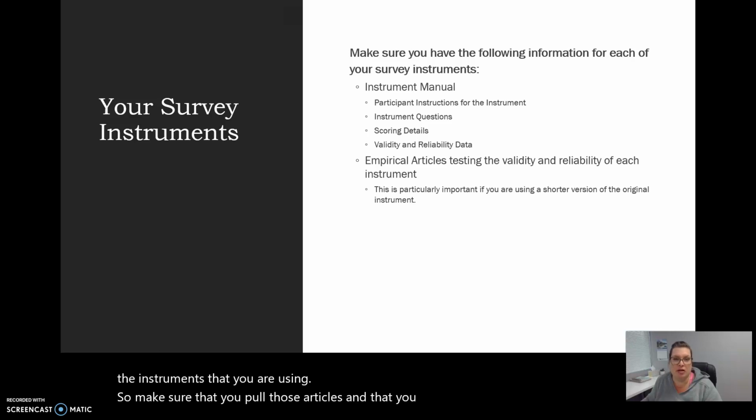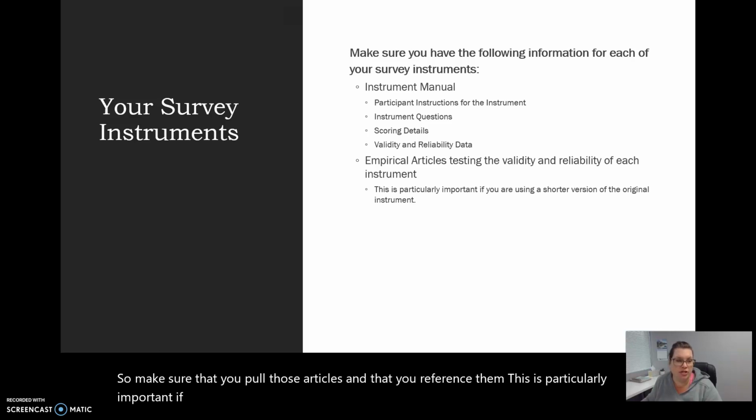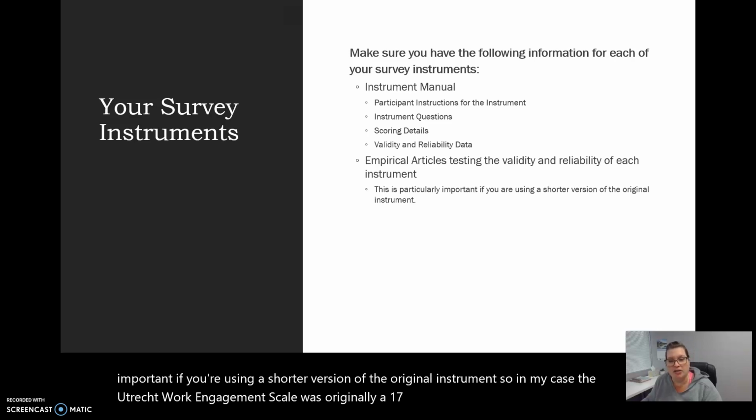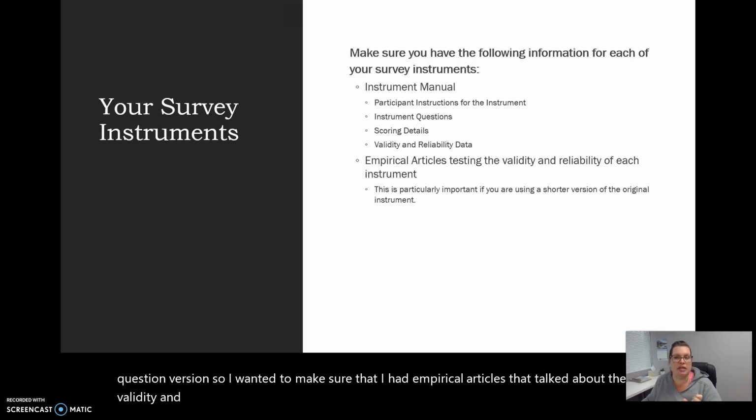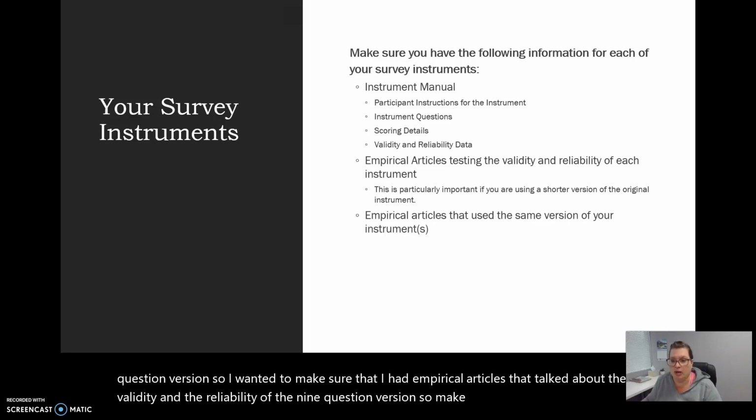This is particularly important if you're using a shorter version of the original instrument. So in my case, the Utrecht Work Engagement Scale was originally a 17-question instrument. I used the 9-question version, so I wanted to make sure that I had empirical articles that talked about the validity and the reliability of the 9-question version. So make sure that you have those on hand as well.